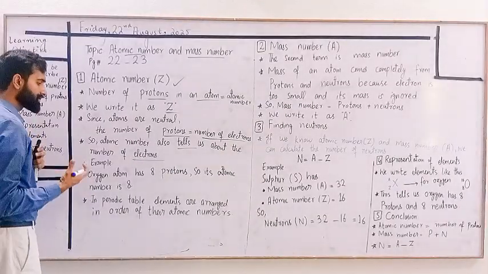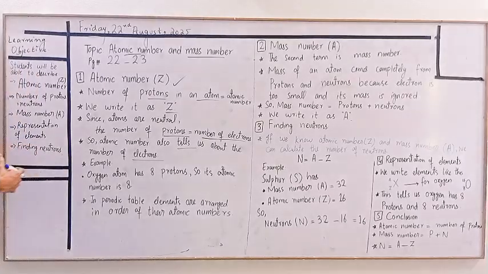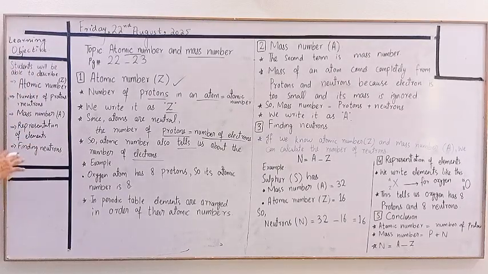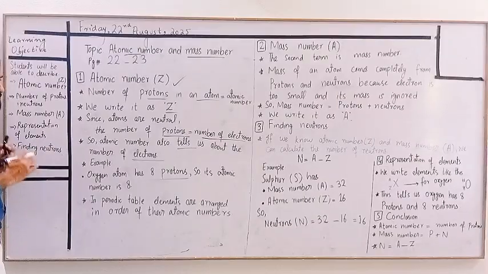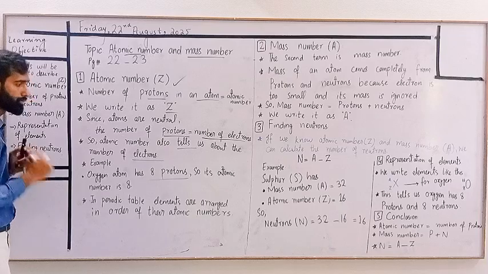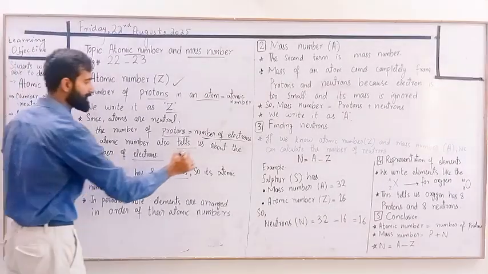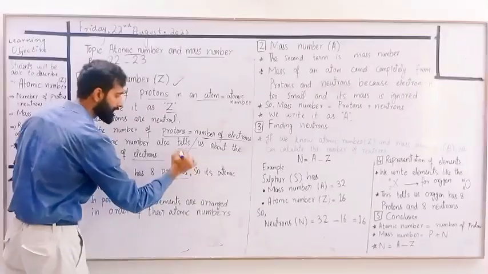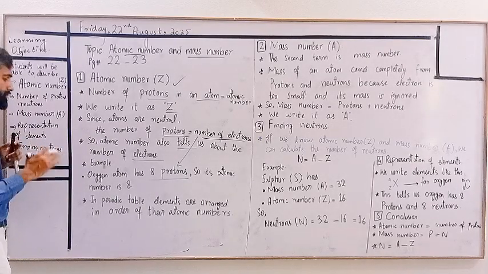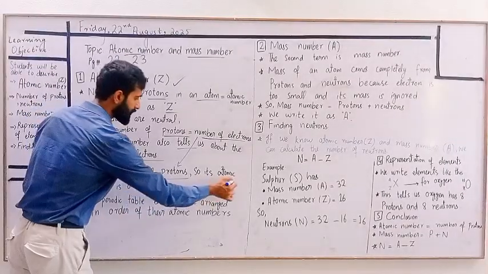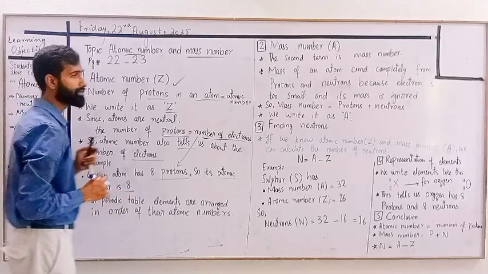Let's understand this with the help of an example for better clarification. An oxygen atom has 8 protons. What does it mean? It has 8 electrons as well. So its atomic number is 8.